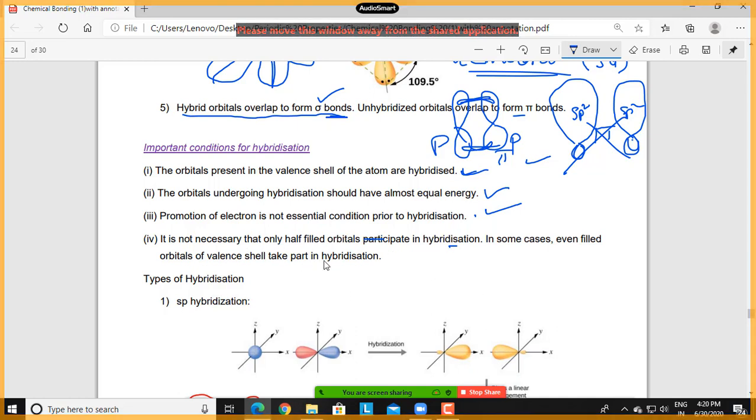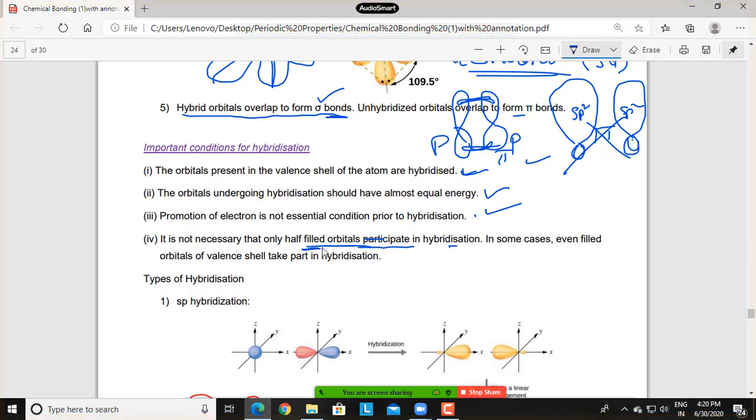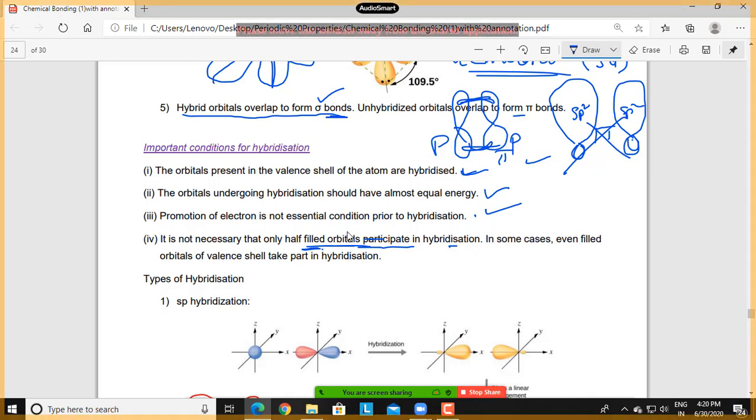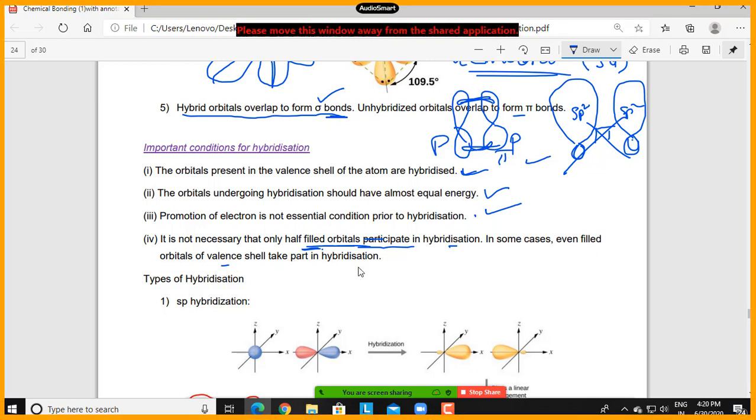Meaning, the valency shell electrons which are in a filled orbital. Filled orbital means paired electrons, 2 electrons in the orbital, they also can take part in hybridization. In some cases, even filled orbitals of valency shell take part in hybridization. In some other cases, they do not take part in hybridization. This is also possible. So when it is possible, how it is possible, we'll discuss. Now, I'll tell you an example for this point.